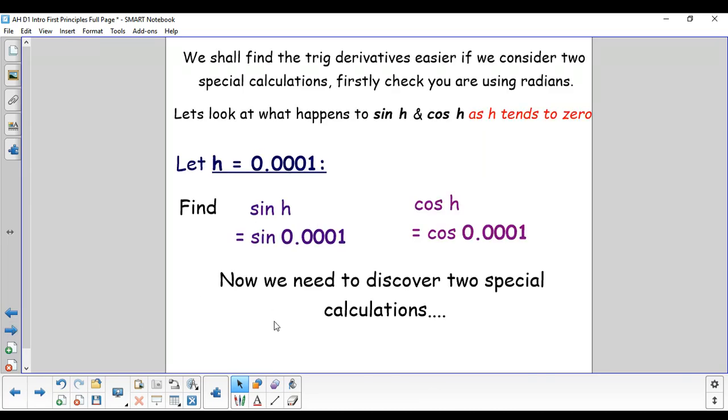Why am I doing this? So you're going to find trig derivatives easier if you consider two special calculations. These aren't the calculations just yet, but I'm just making sure that you are getting similar answers out to me, that this one is almost at 0 and this one's almost at 1. So we need to find out what these two special calculations are now.